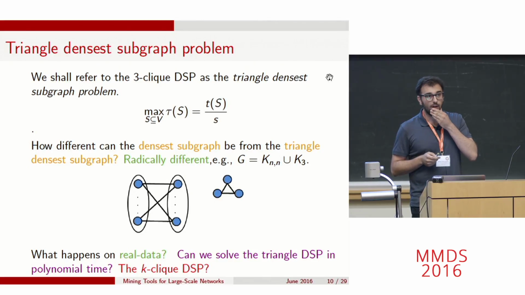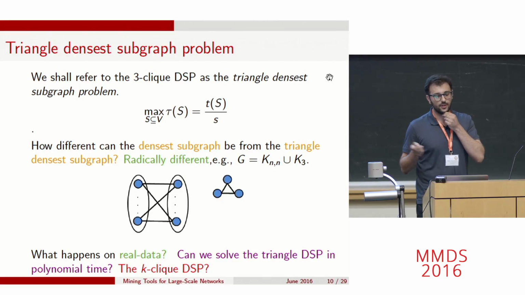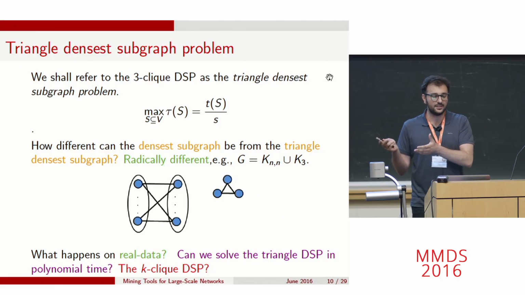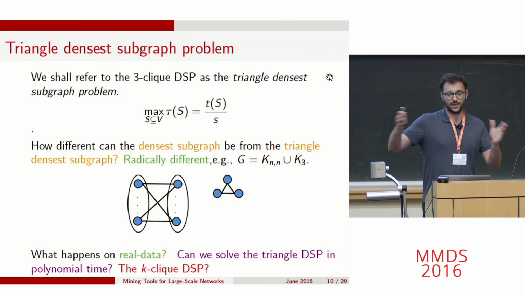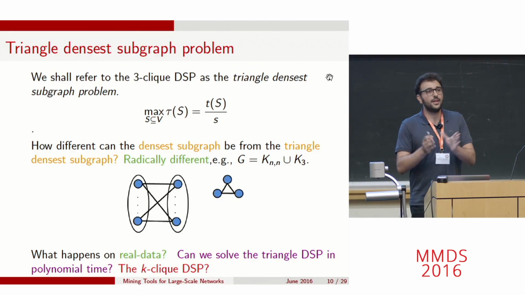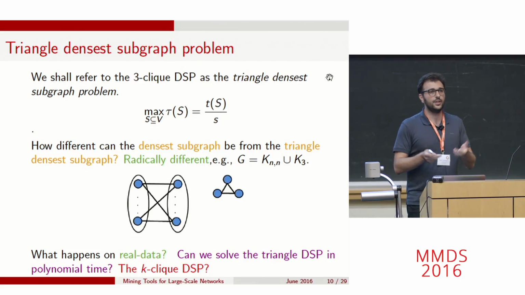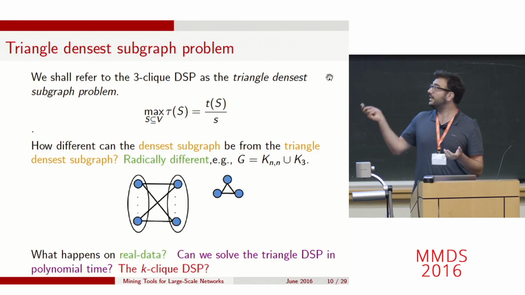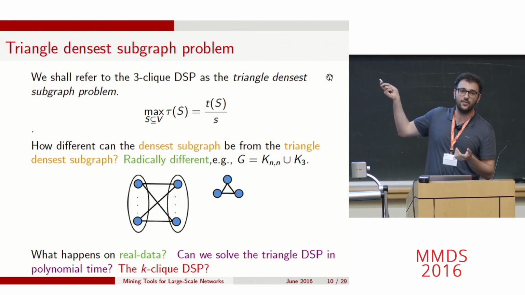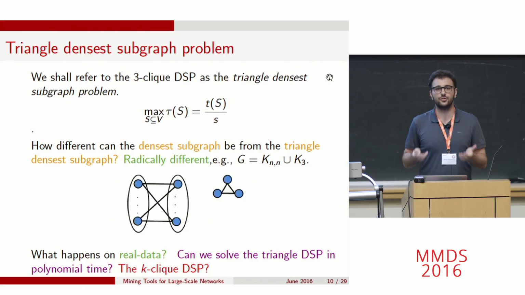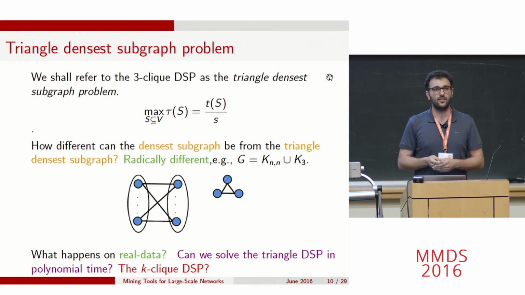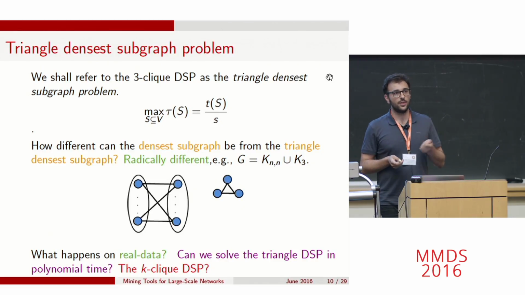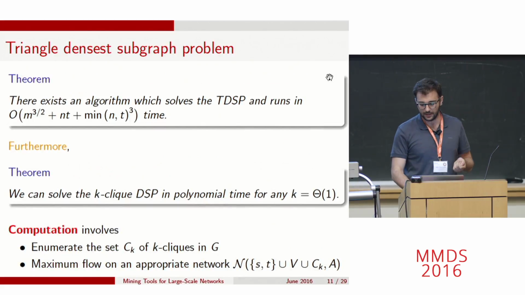And we have to answer a few questions about this generalization. The first thing is, how different can the densest subgraph be from the triangle densest subgraph, and more generally from the k-clique densest subgraph? Well, in principle, they can be radically different. This is very easy to see. If you take the union of a bipartite graph and a triangle, the densest subgraph will give you the bipartite clique. The triangle densest subgraph will give you the triangle as the optimal solution, simply because in bipartite graphs, we don't have any triangles. So the interesting question here is what happens on real data and whether we can solve this generalization in polynomial time.